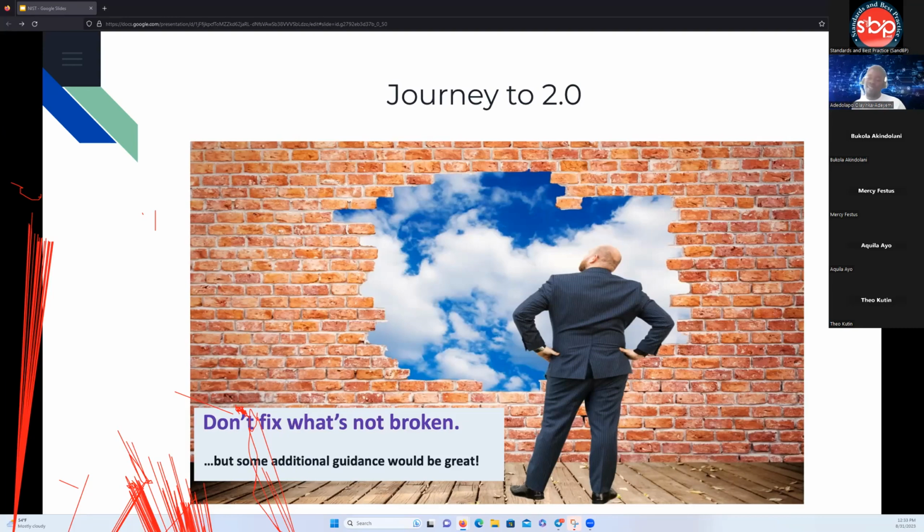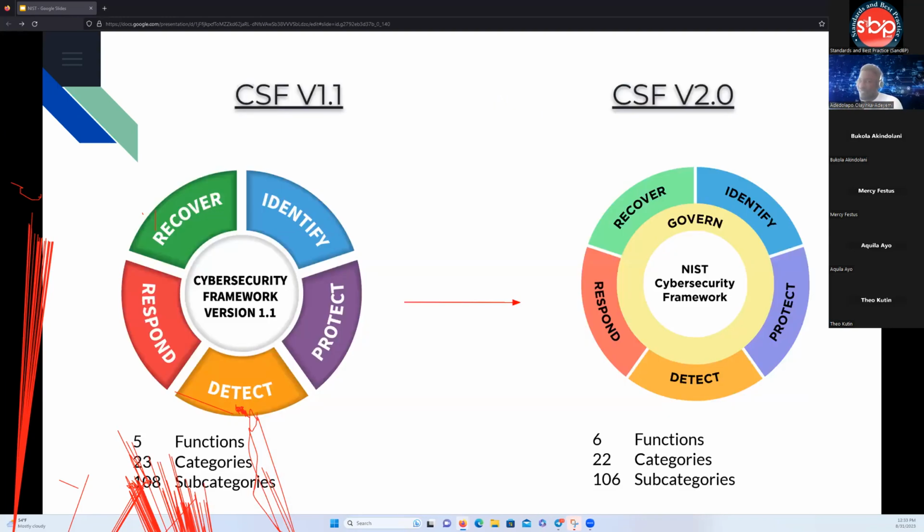The main thing that has changed in the functions is that CSF 2.0 has involved governance as the main foundation. It has tried to emphasize the importance of governance as the main foundation to ensure that these whole 5 functions are met in aligning to the best cybersecurity practices. So CSF 1.1 had just 5 functions. Now in 2.0 there are 6 functions, with governance being the first function and the main function holding the other 5 functions. There were 23 categories, and now it has dropped to 22 categories. There were 108 subcategories. Now it has reduced to 106 subcategories.